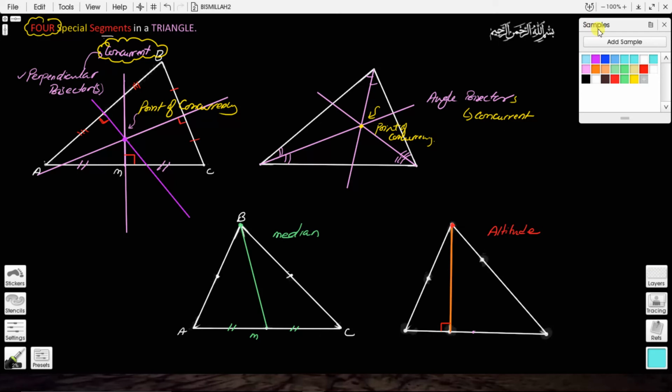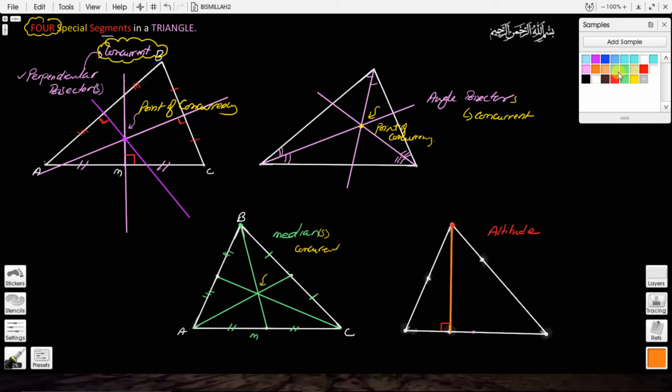Let's see what happens if we do the same thing with the medians. So let's take the medians. Let's take this A and connect it to the other side. The median is the segment that connects the vertex to the midpoint of the other side. And then let's see what happens if you connect this one over here. Well, if I could do it properly, whoa. And again, we notice the same thing. The medians also appear to be concurrent. The medians are concurrent. Wow. I think you're kind of getting the idea, and that's the point of concurrency.